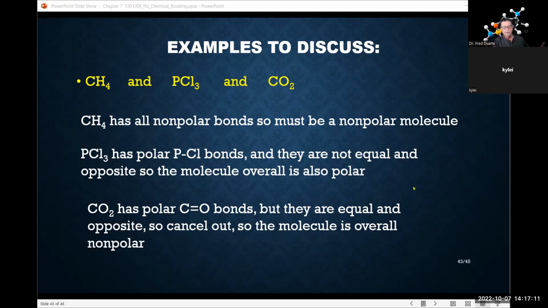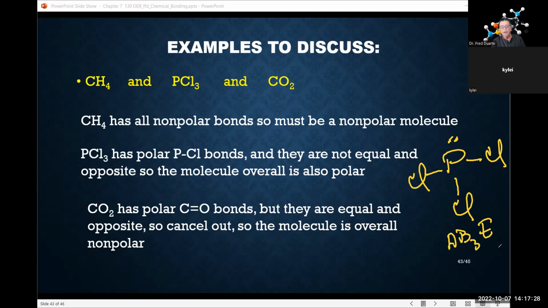PCl3, and I'll leave that up to you guys, if you do the Lewis dot structure, you end up with a structure like this, which is AB3E, okay? Now, anytime you end up with lone pairs on the central atom, as a general guideline, you have a polar molecule, okay?